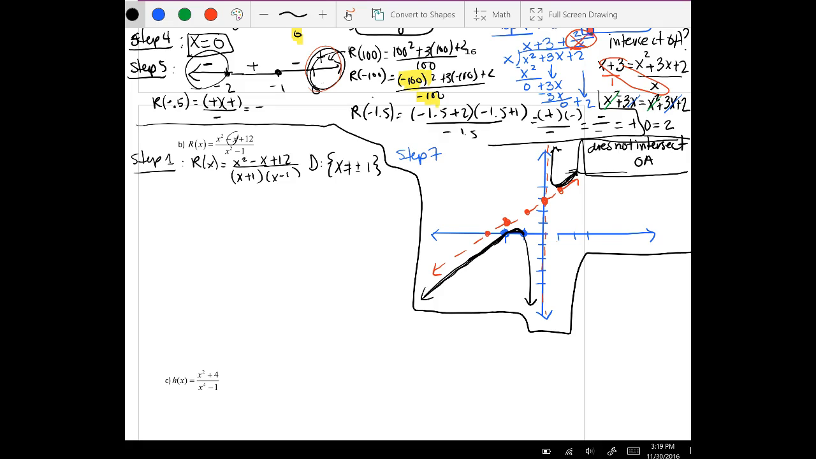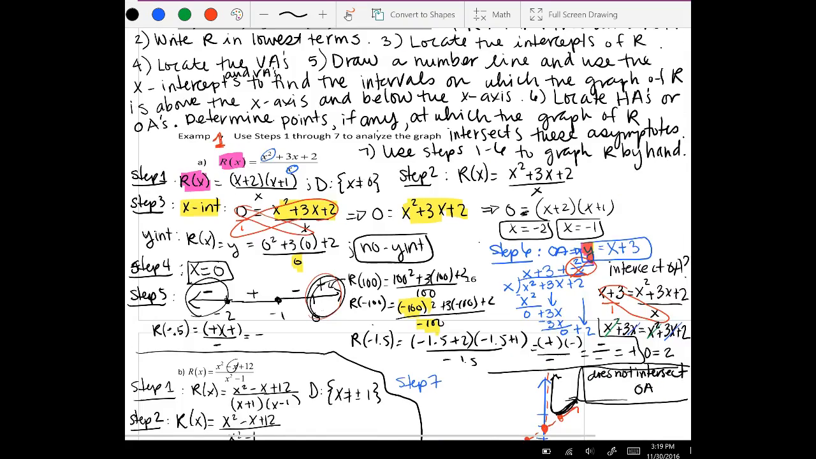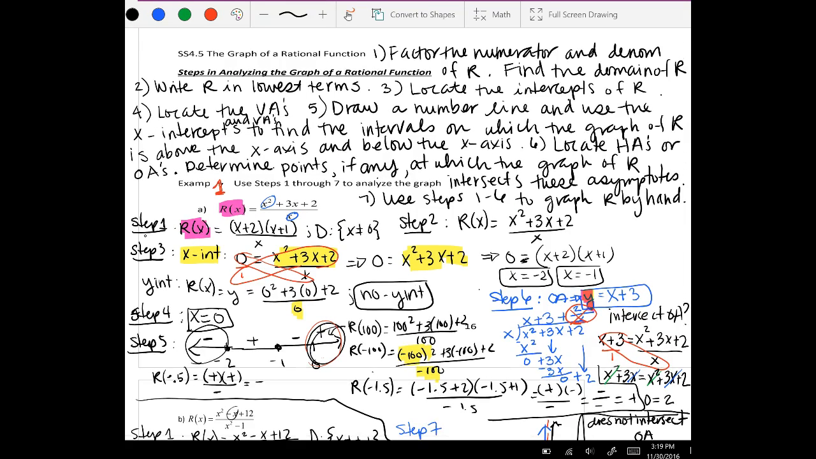Step number 2. We are now going to see if I can write it in the simplest form. Well, it's not possible, so I'm just going to write either the factor form from step 1 or the original from the given. Okay, either one is not incorrect. You can choose. So x squared minus x plus 12 all over x squared minus 1. So step 2, all they wanted you to do, if you remember, is write it in the simplest form.